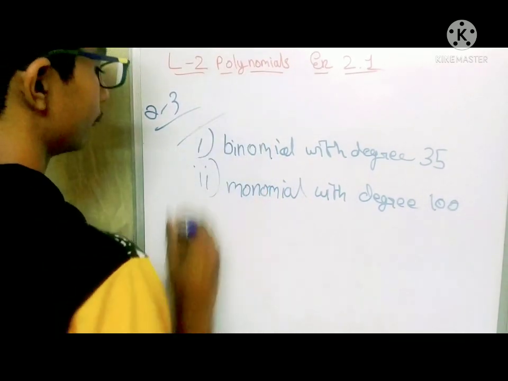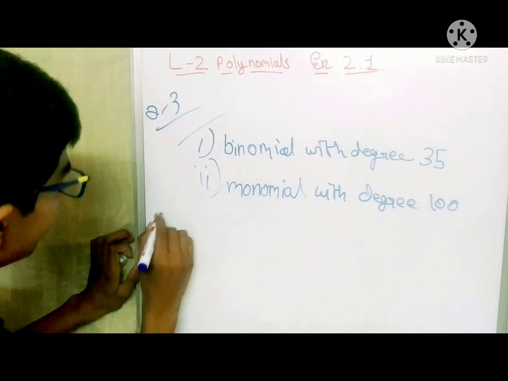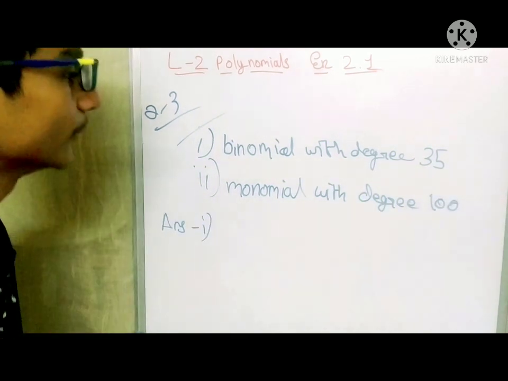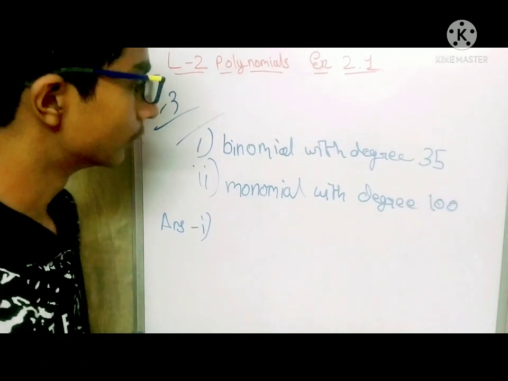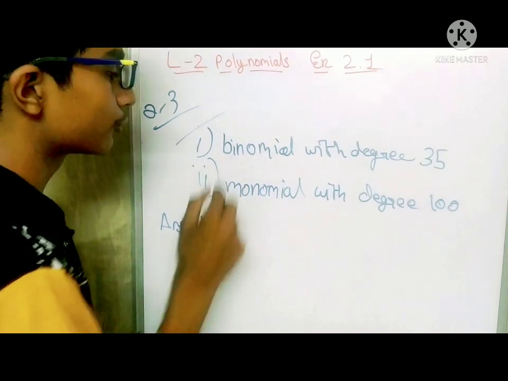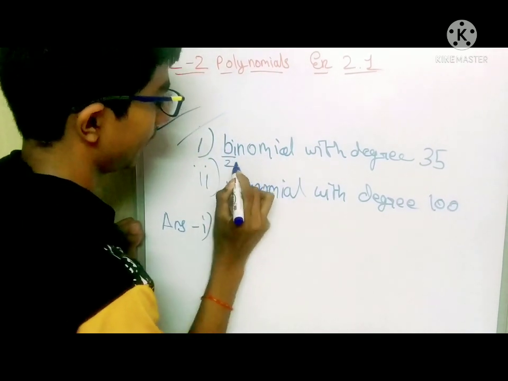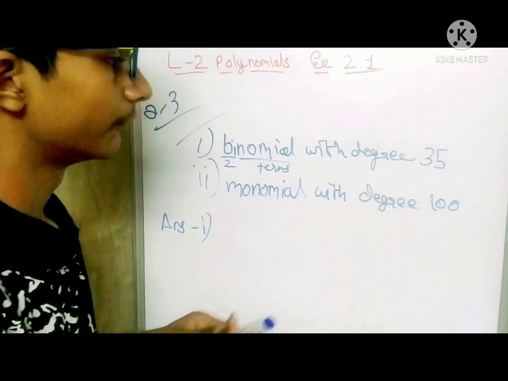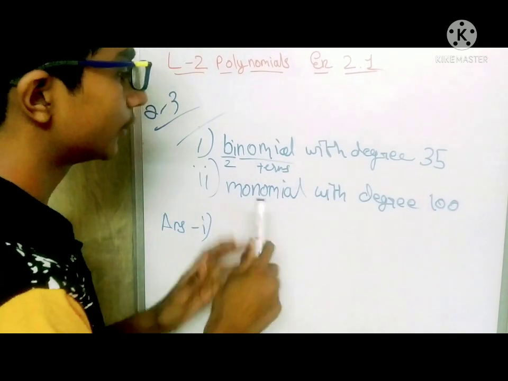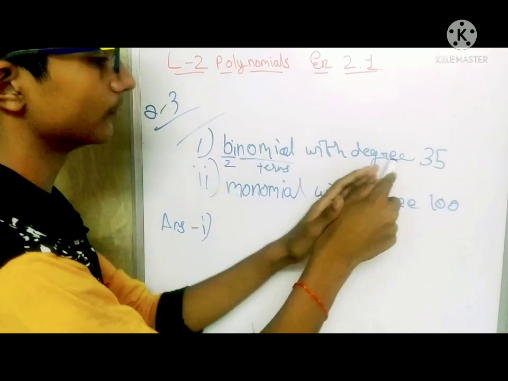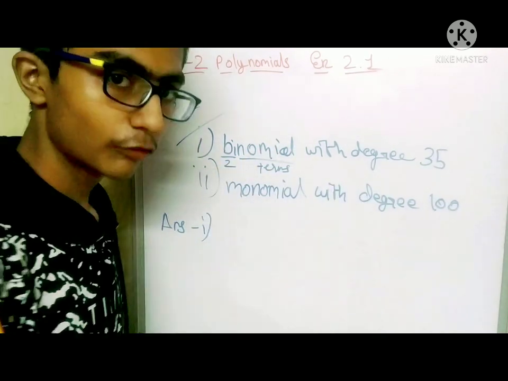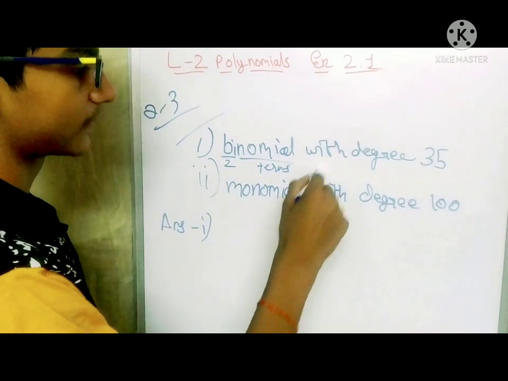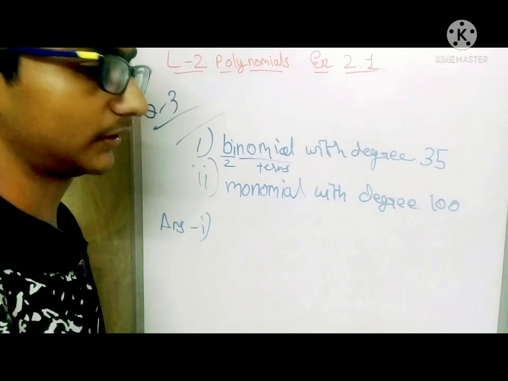So let's do the first one. It will be a binomial. So binomial means bi means 2, and nomial means terms. So 2 terms with degree 35. I already told in the previous video what is binomial, what is monomial and what is degree. So now a 2-term equation which is a polynomial and which has its degree as 35.